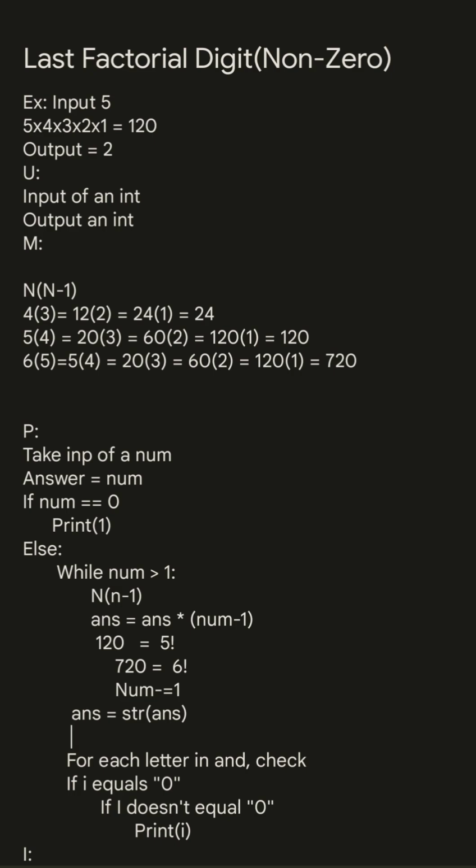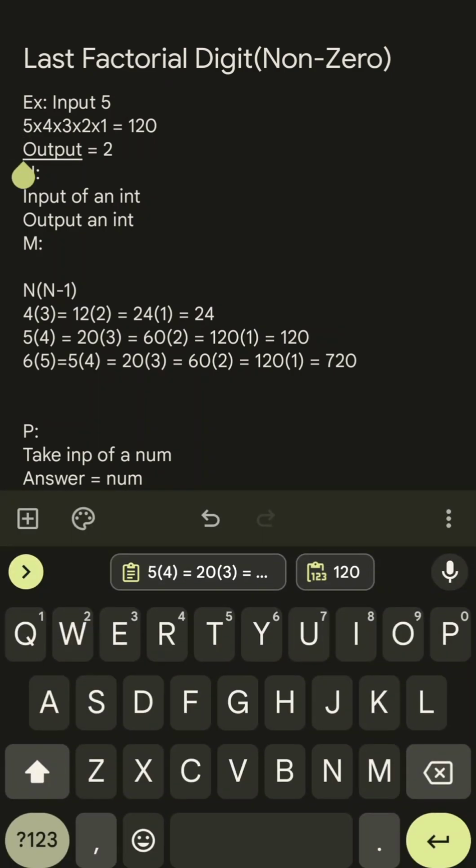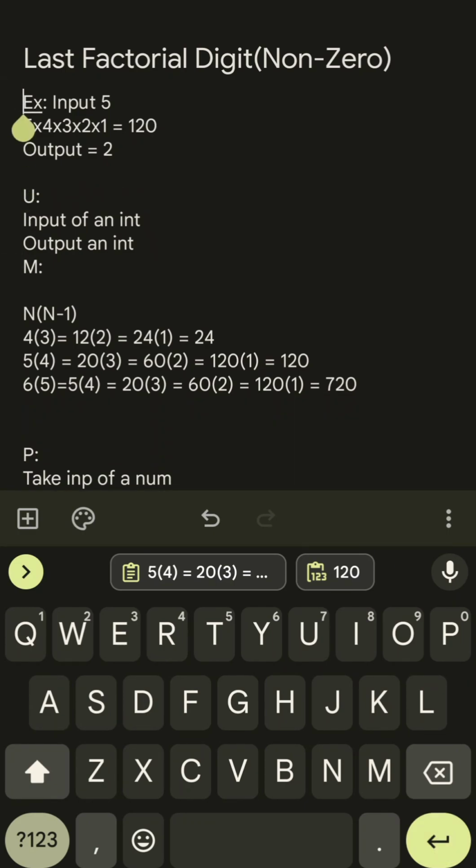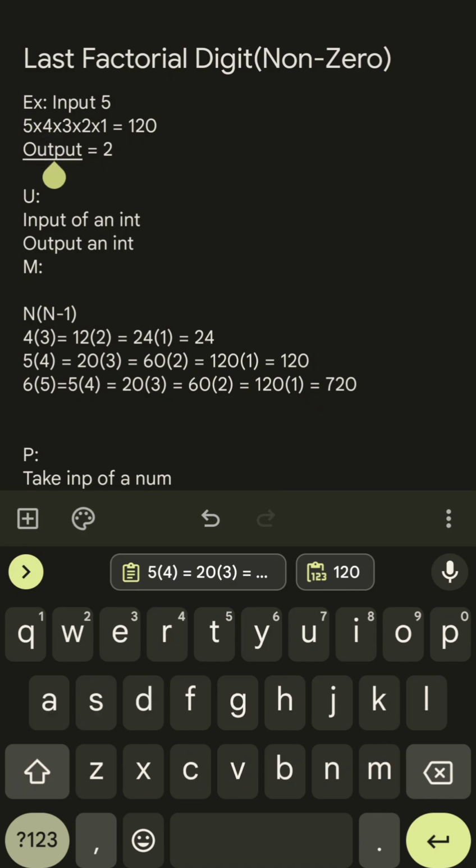So I have an example right here. Let me move this out of the way real quick so we can see it. This example, like I had mentioned, has an input of 5, and when we take the factorial of 5, which is 5 times 4, 3, 2, 1, we're going to get 120. However, because we are talking about non-zeros here, we're going to be outputting the number 2. This is what I mean about that 0 having to be ignored.